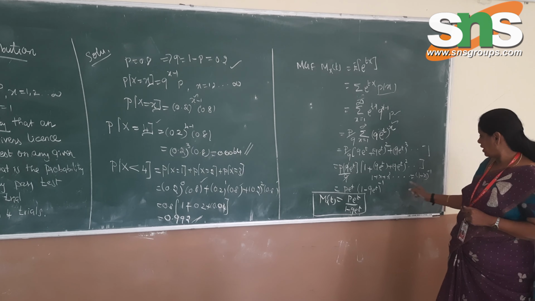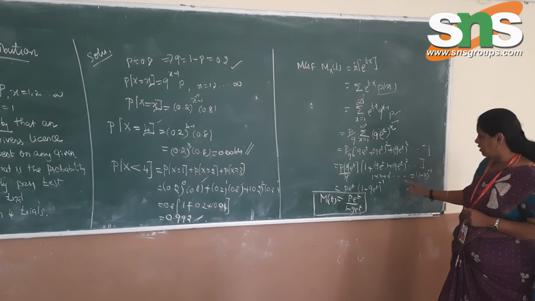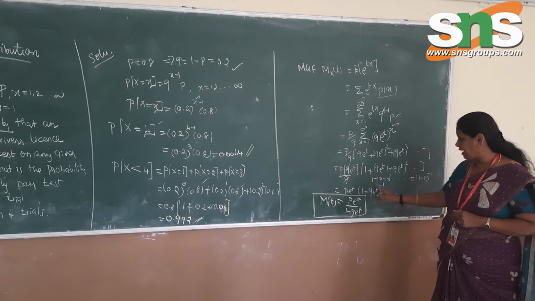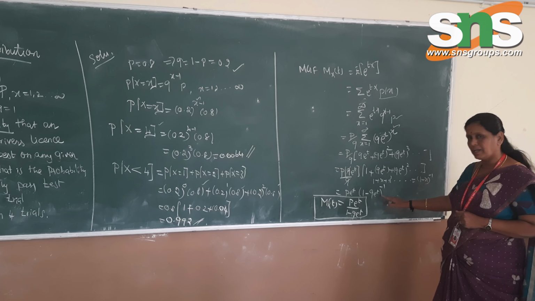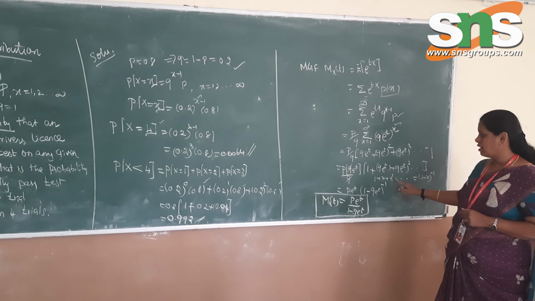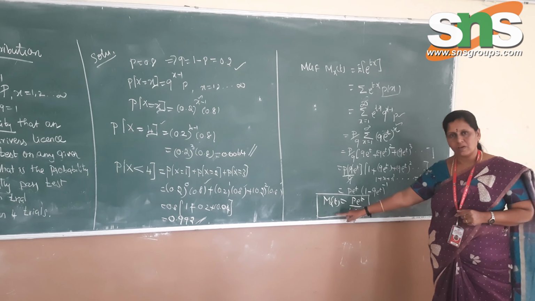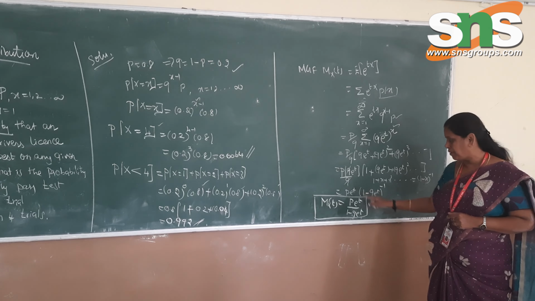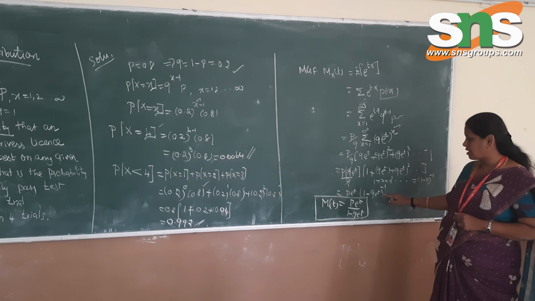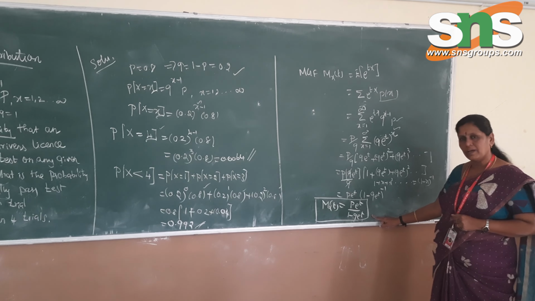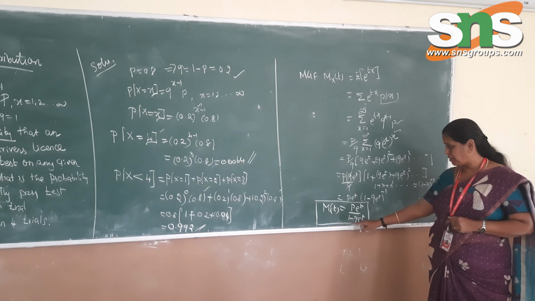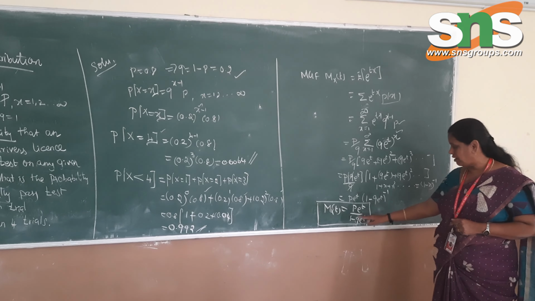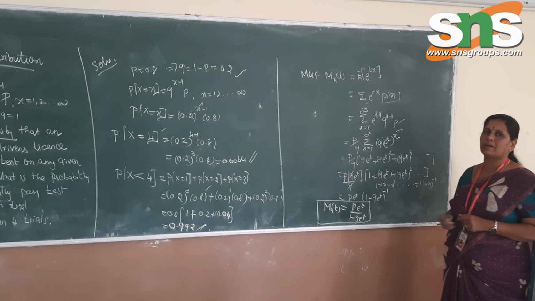So substituting in this expansion, it will become 1 minus q into e power t the whole power minus 1. So finally, the Mx of t, moment generating function of geometric distribution, is p into e power t, and instead of writing whole power minus 1, bring it to the denominator. We get our Mx of t equal to p e power t divided by 1 minus q into e power t.